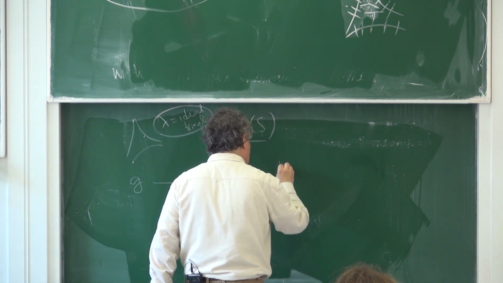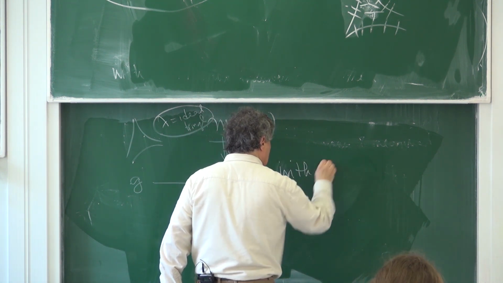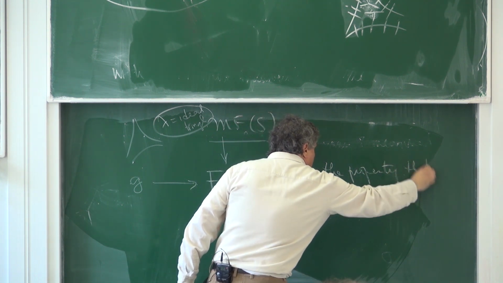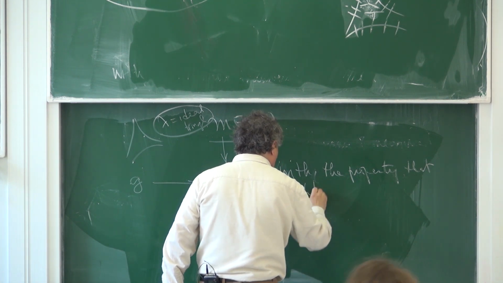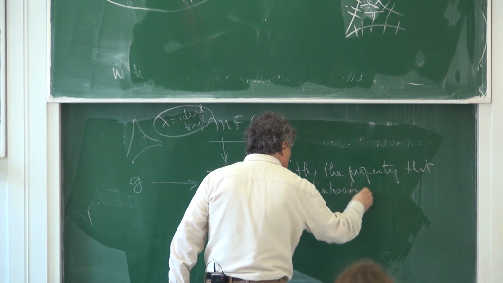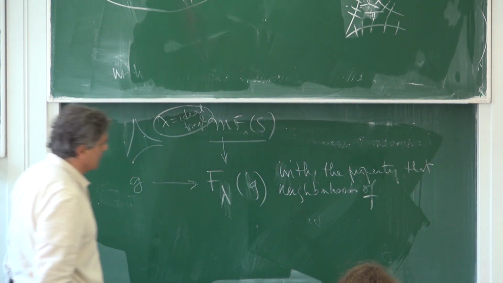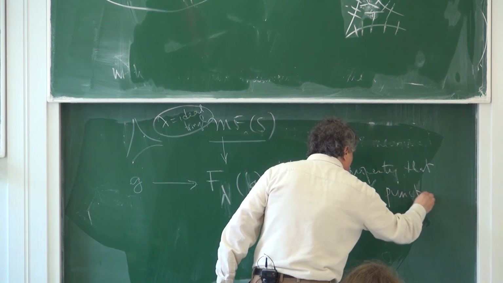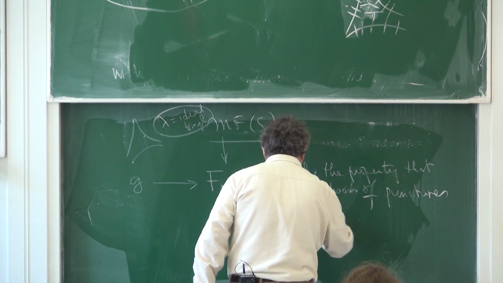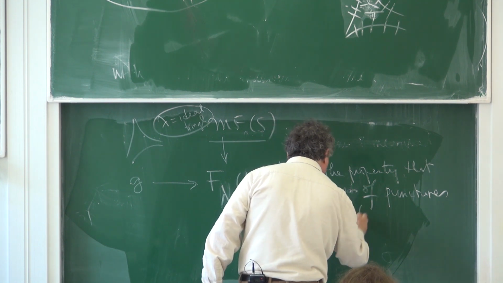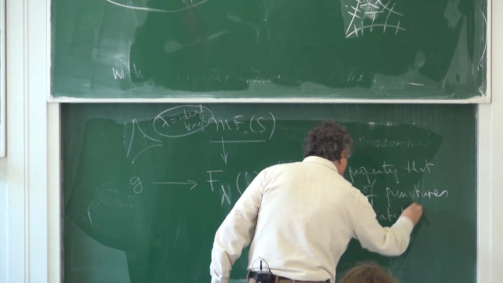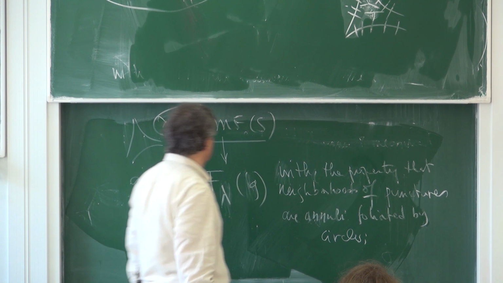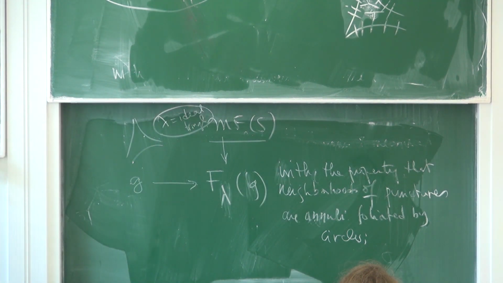It has the property that neighborhoods of punctures are all annuli foliated by parallel circles.